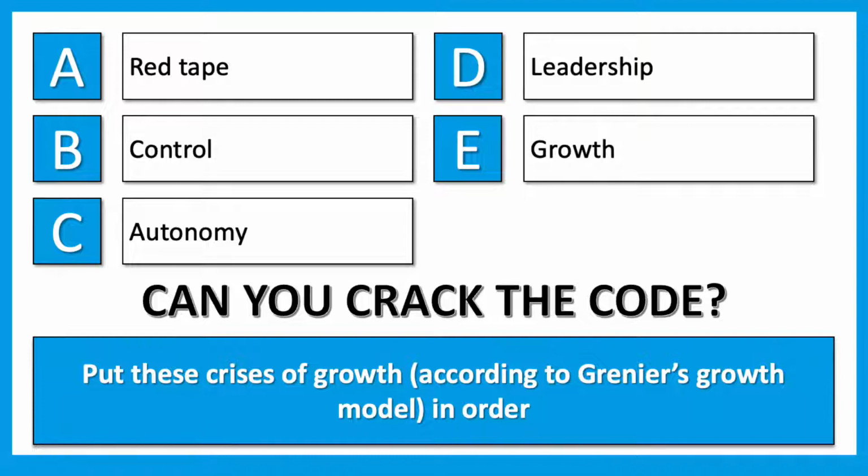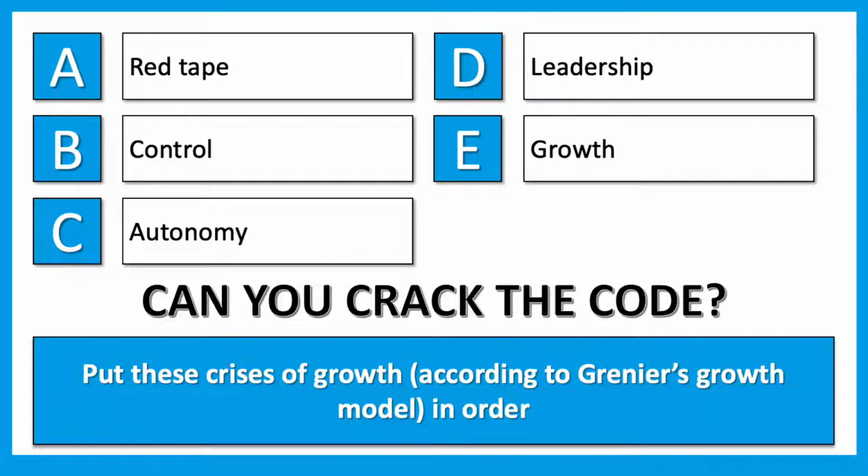So, can you crack the code? What we'd like you to do is put these crises of growth according to Greiner's growth model in order. So we've got the 5 crises of growth. Can you put them in order? All we need is the letters. So the first crisis, identify that. That will be your first letter, so on and so forth. What do we think?